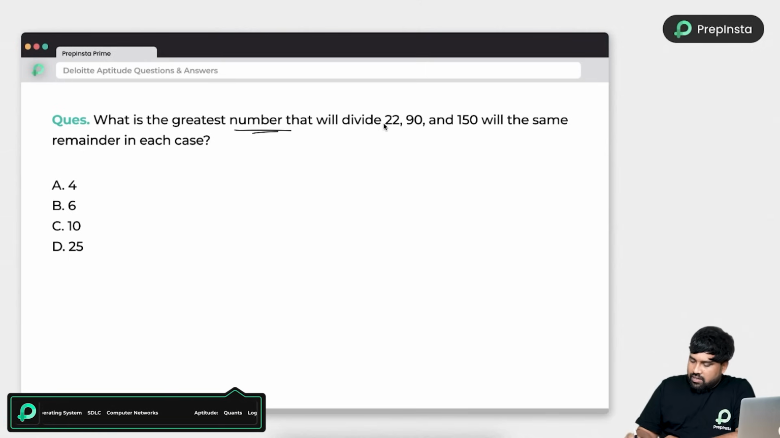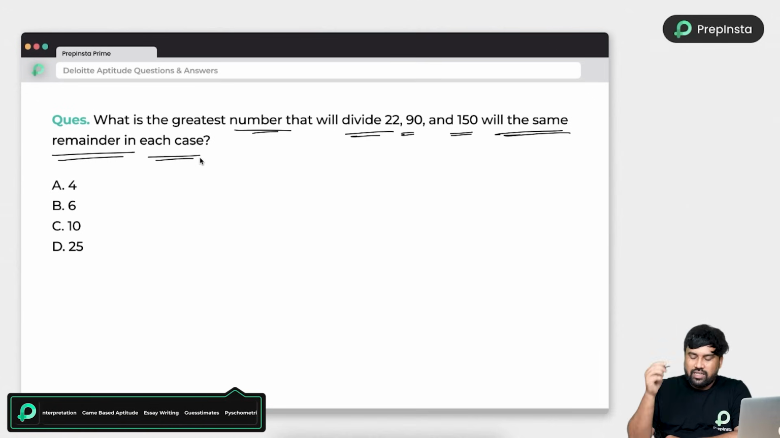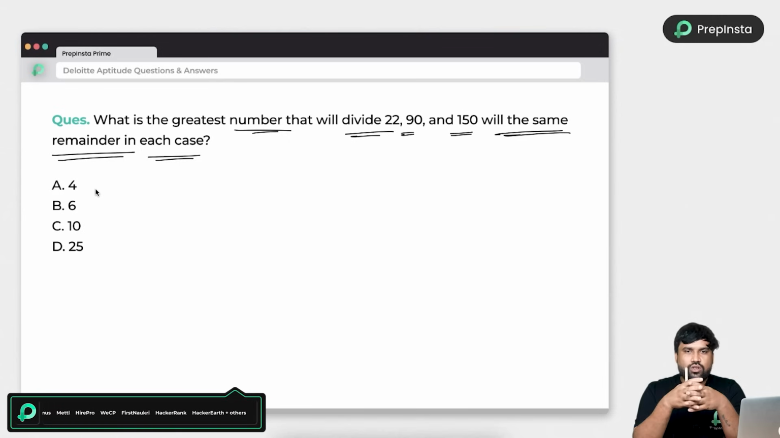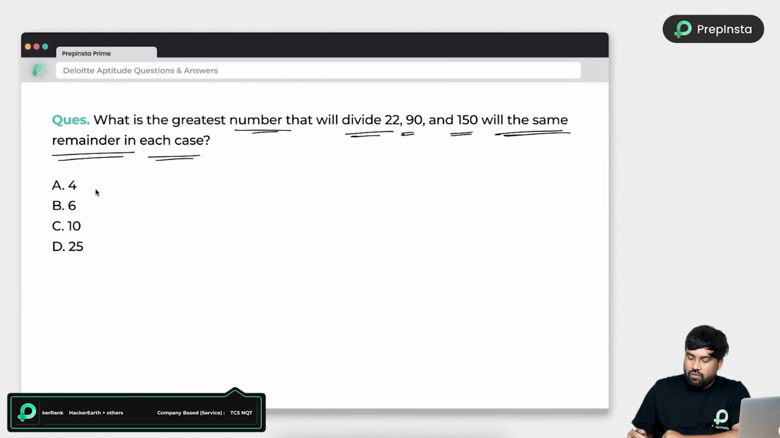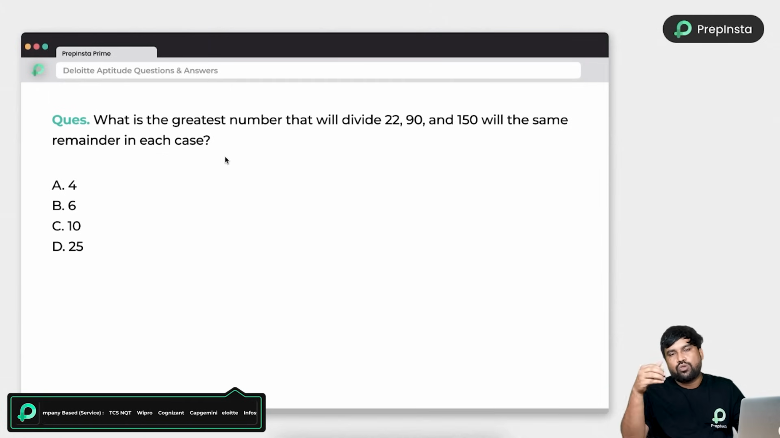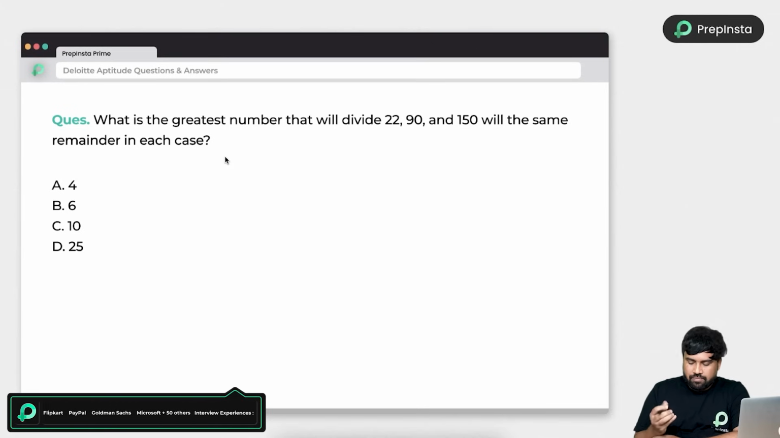What is the greatest number that will divide 22, 90 and 150 with the same remainder in each case? So it has to leave the same remainder when you divide these numbers. Many people will follow the theoretical approach or the shortcut approach, but for this type of problem, I always suggest students go with option elimination first. If you are good with option elimination, or digital sum or unit digit concepts, these types of problems are very easy. If you observe, I will eliminate the easy numbers first.